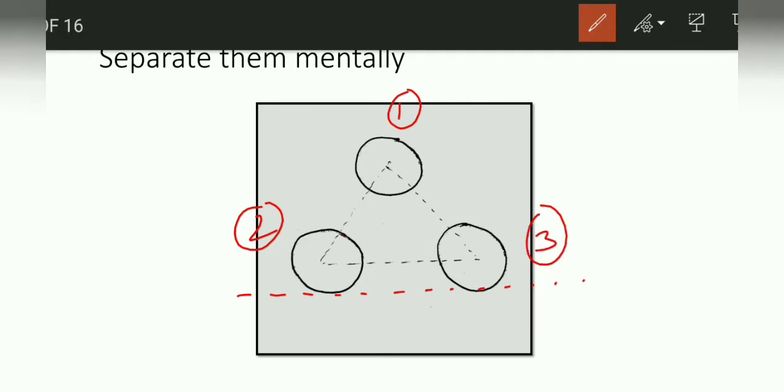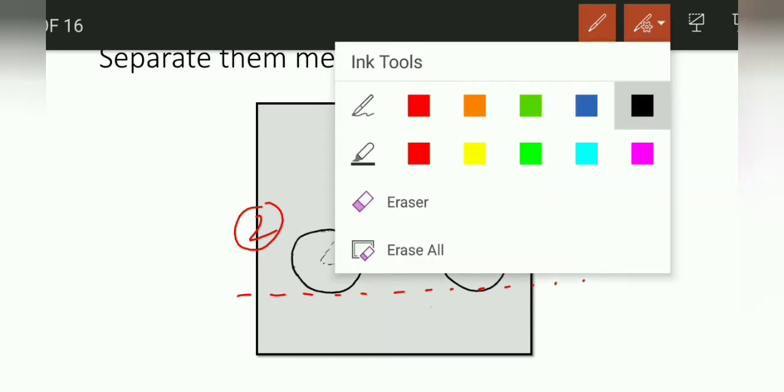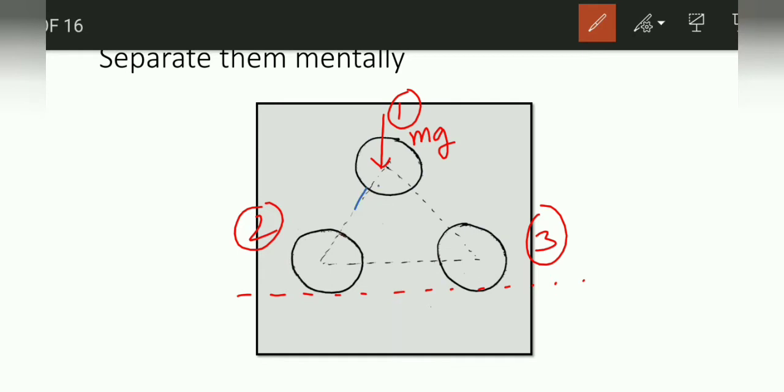Let's start with 1. What is the force acting on 1? Definitely this will be mg, acting from the center towards the center. Now it is touching two other disks, that is 2 and 3. I will draw the reaction force with blue. This is the reaction force.